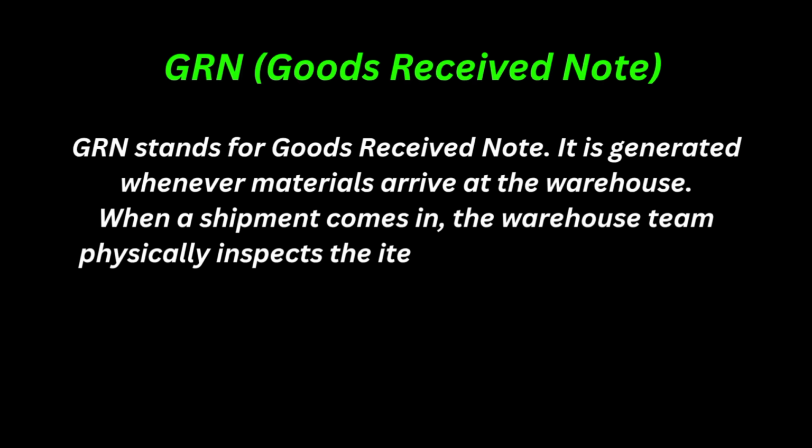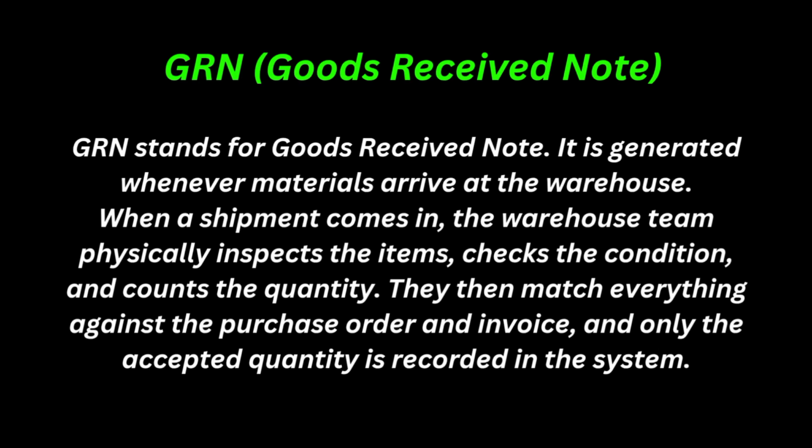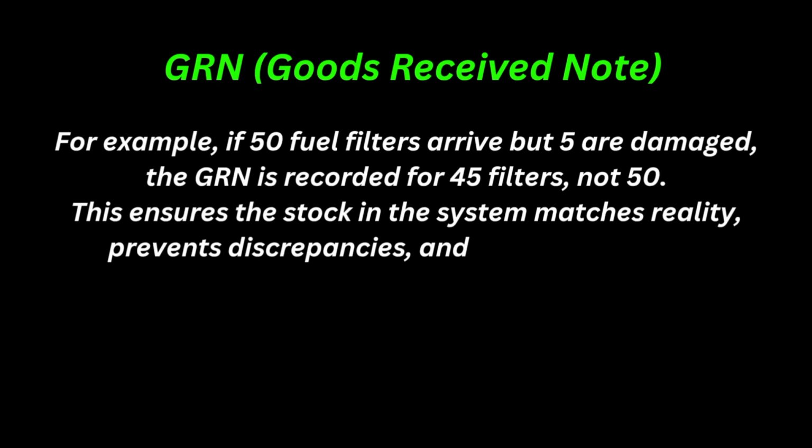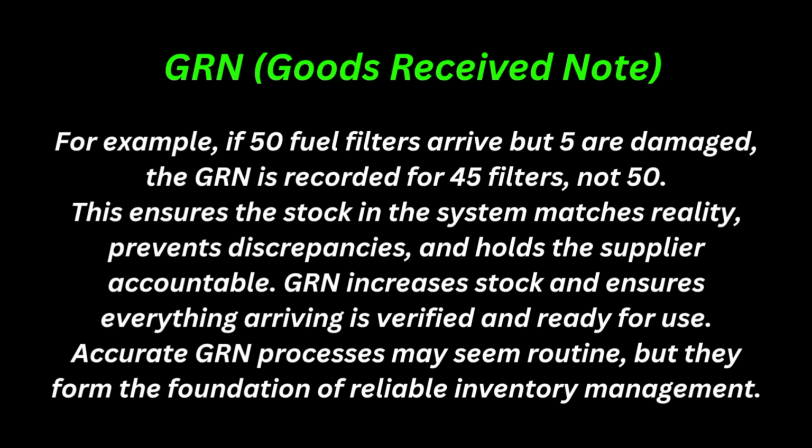GRN. GRN stands for Goods Received Note. It is generated whenever materials arrive at the warehouse. When a shipment comes in, the warehouse team physically inspects the items, checks the condition, and counts the quantity. They then match everything against the purchase order and invoice, and only the accepted quantity is recorded in the system. For example, if 50 fuel filters arrive but 5 are damaged, the GRN is recorded for 45 filters, not 50.